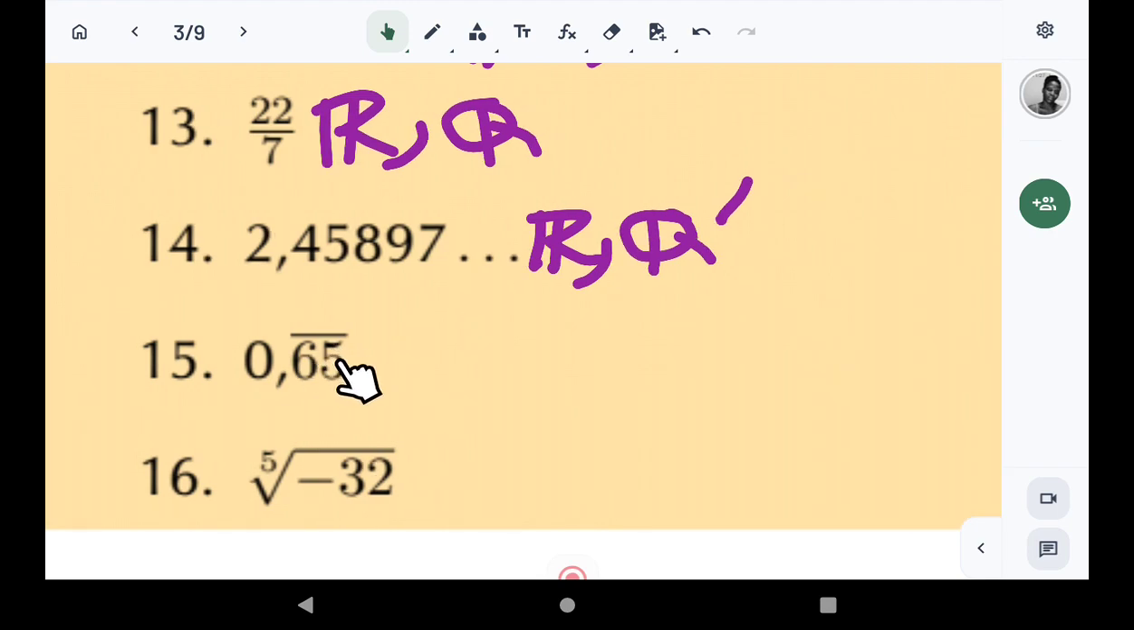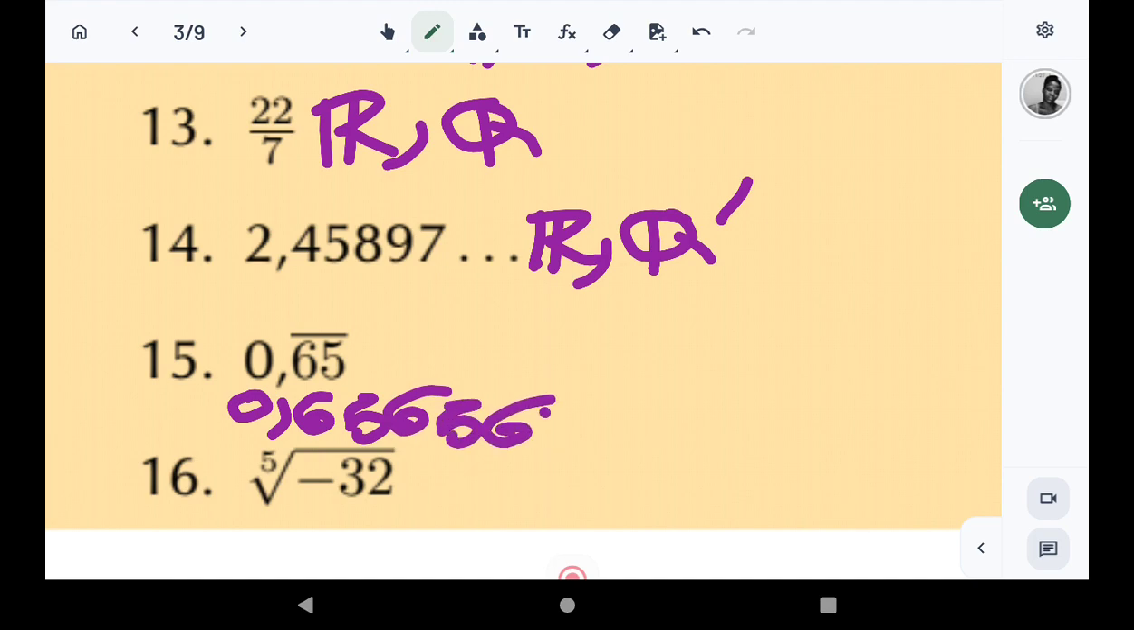0,65 with a bar at the top. That means the 6 and the 5 repeatedly repeat. In other words, it's 0,656565, and so on and so forth. Yes, it is a real number. Rational, definitely, it repeats. But is it an integer? No, it's not an integer.